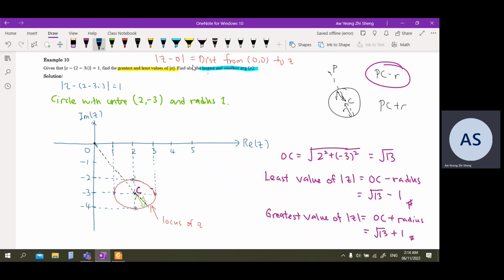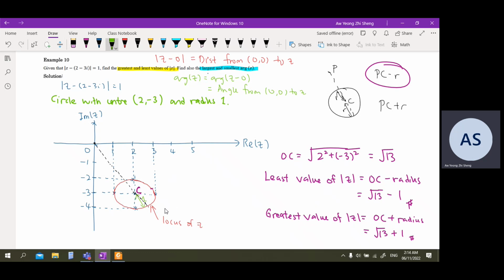So, largest and smallest argument z. What is the meaning of argument z? Argument z is the argument of z minus 0. So it is the angle from 0 to z, the angle measured from the origin to a point on the circumference of the circle. And so what is the smallest possible angle and the largest possible angle?